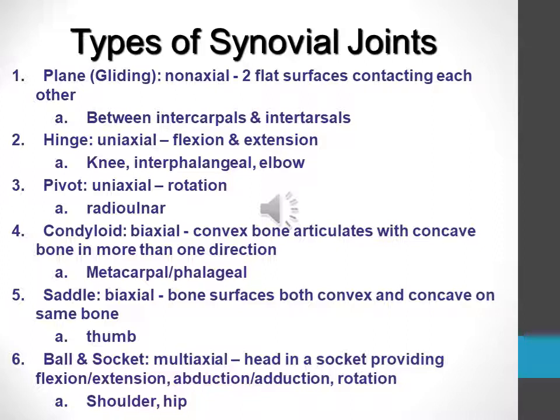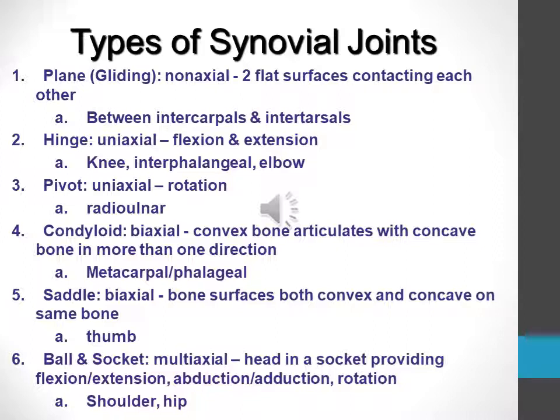Condyloid is biaxial. Very important to understand convex and concave. So if you need to look up which one looks like the cup and which one looks more like a mirror shape, I would suggest you do that. So the condyloid is convex bone articulating with concave bone in more than one direction. So you have your metacarpals, your phalangeal, that's what you find here. Saddle, you have both surfaces both convex and concave on the same bone. So you're thinking about your thumb. Biaxial, you get a little bit more motion out of your thumb than you do out of your fingers.